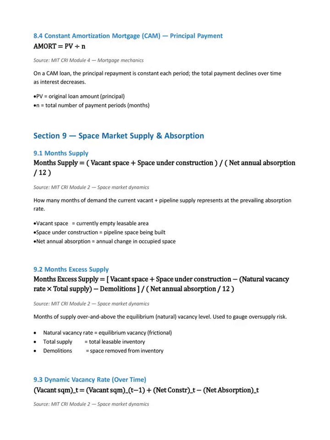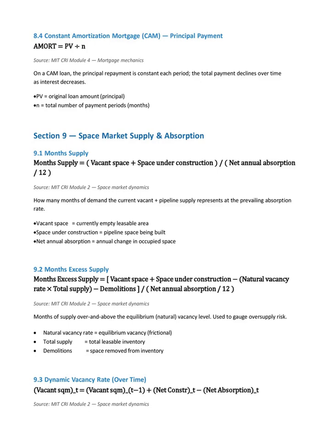This final page covers lesson 8.4, the constant amortization mortgage principal payment. Amort equals PV divided by N, level principal each period. Then section 9, space market supply and absorption. Lesson 9.1, months supply equals vacant plus under construction divided by net annual absorption divided by 12. Lesson 9.2, months excess supply. Lesson 9.3, dynamic vacancy rate over time.